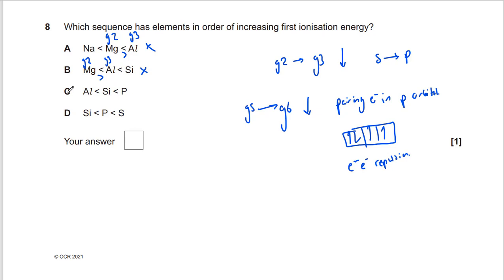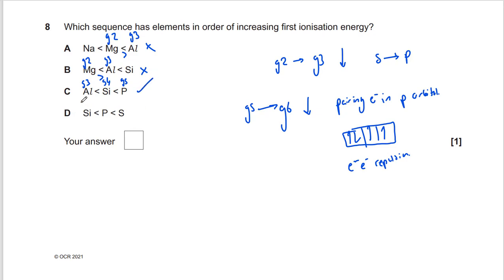Right, part C, option C, aluminium, silicon, phosphorus. So that's group 3, group 4, group 5. I don't see a problem there. We don't have any decreases. We're going across the period. I think that's correct. Let's just confirm that by going to D.